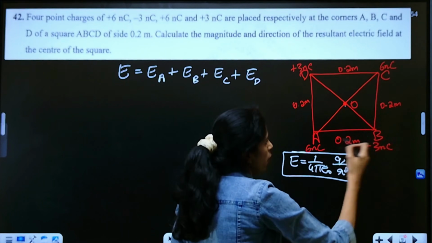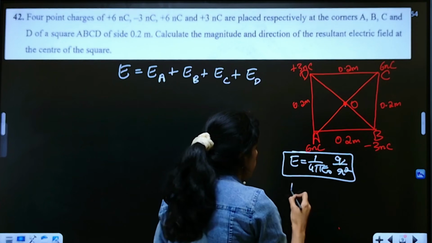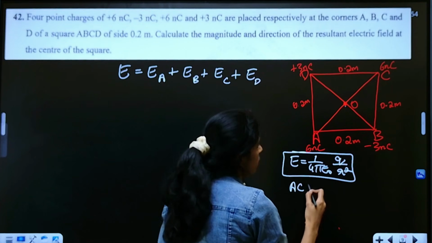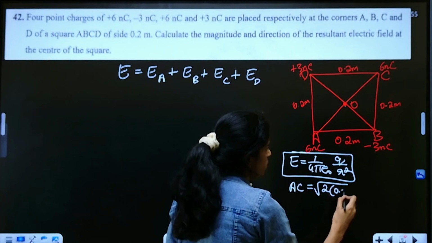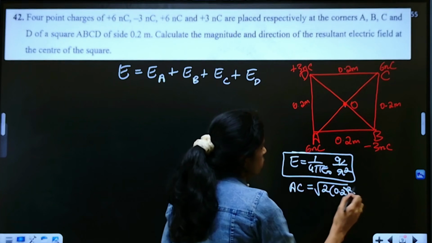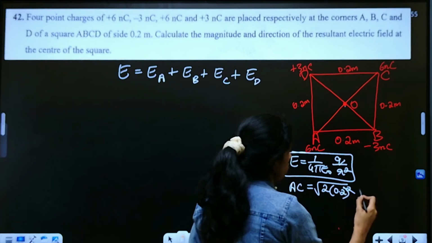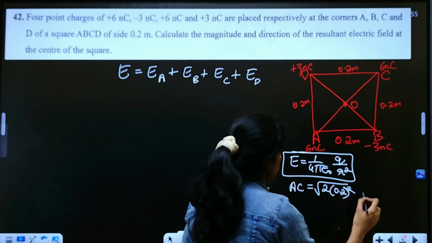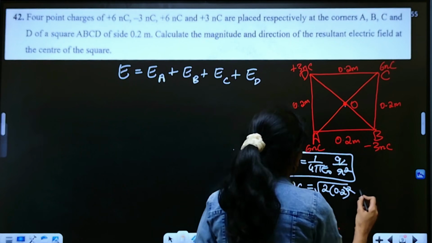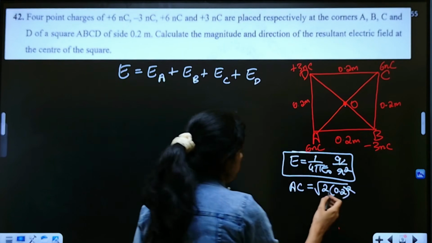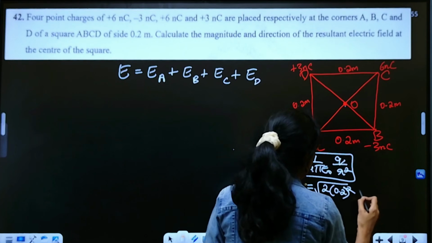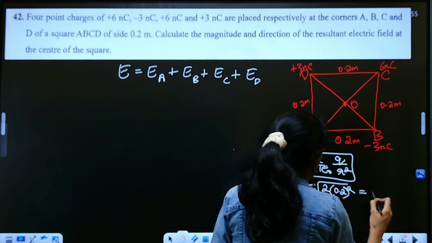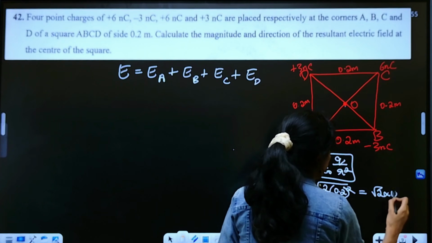Since this is 0.2 and this is 0.2, what's the value of AC? Using Pythagoras theorem, AC will be equal to root of 2 times 0.2 the whole square. So basically, you will get something around root 2 times 0.2.